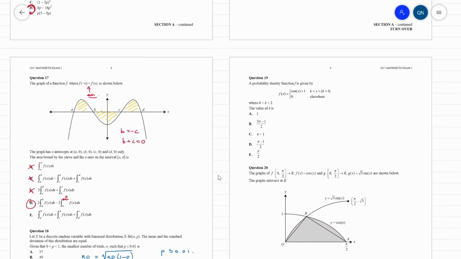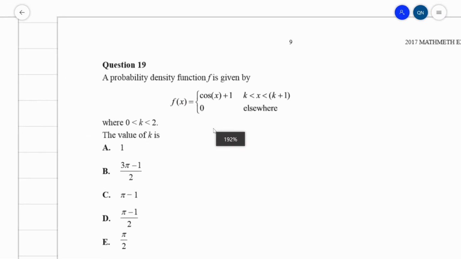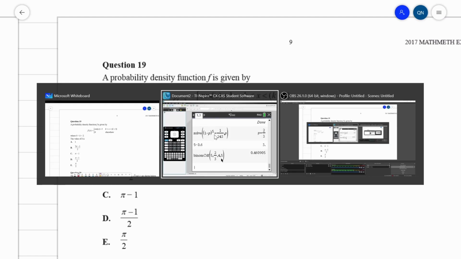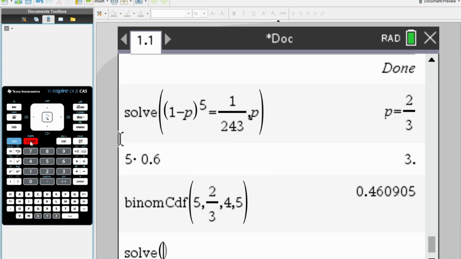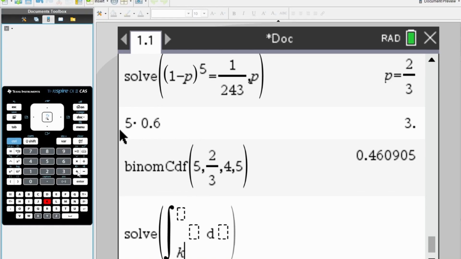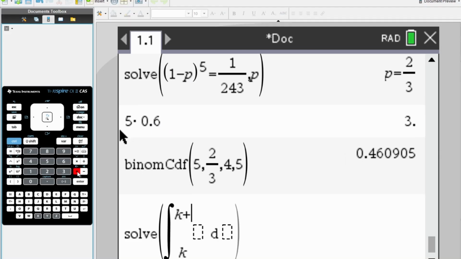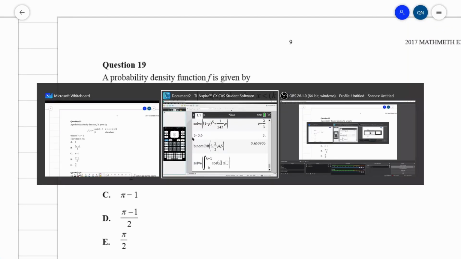Question 19. A probability density function is given by the following. What is the value of k? Well, a probability density function must integrate to 1. So what we can do on the CAS is solve the integral of this equal to 1. So we solve the integral from k up to k plus 1 of the density, which is cosine of x plus 1.